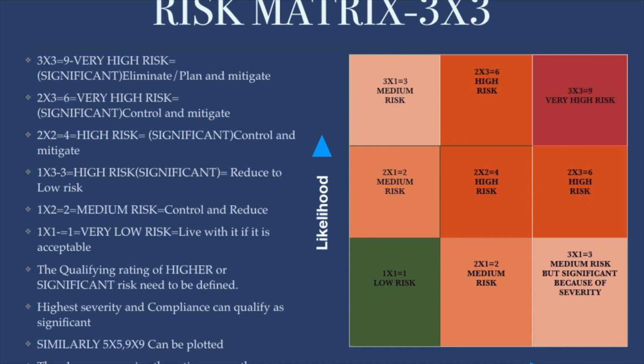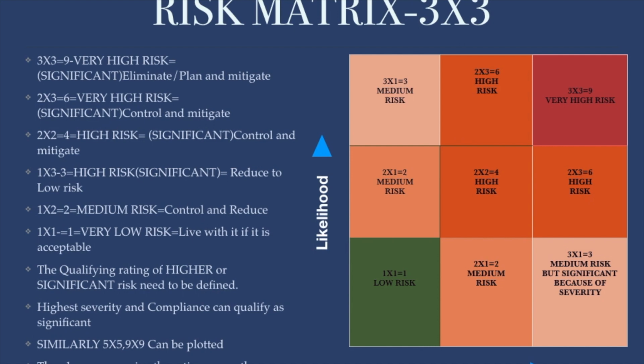Coming to the likelihood axis, that is the vertical axis, the first one is minimum, which can be assigned a rating of 1 for rarely occurring incidents, and 2 is given to say yearly, and 3 is given monthly or weekly, as convenient to the planners or the plotters or organizations. Now multiplying this, the first square will be 1 into 1, it's very low risk, you can live with it.